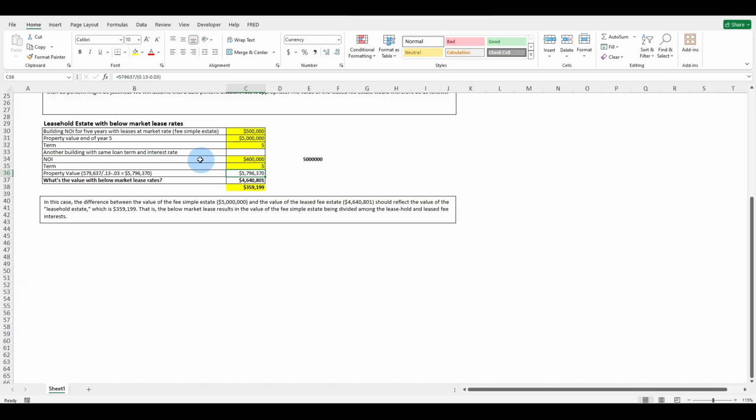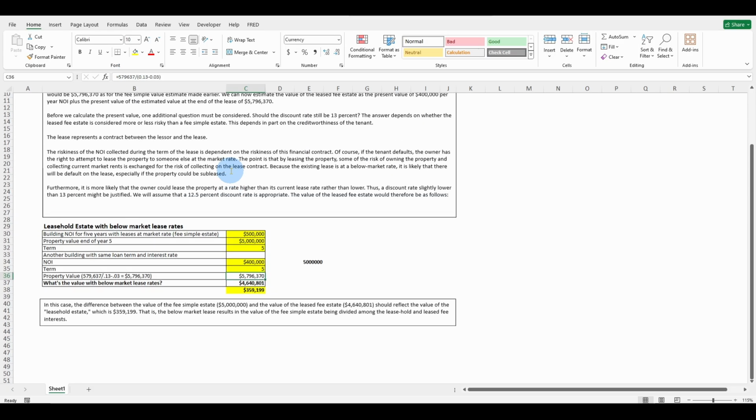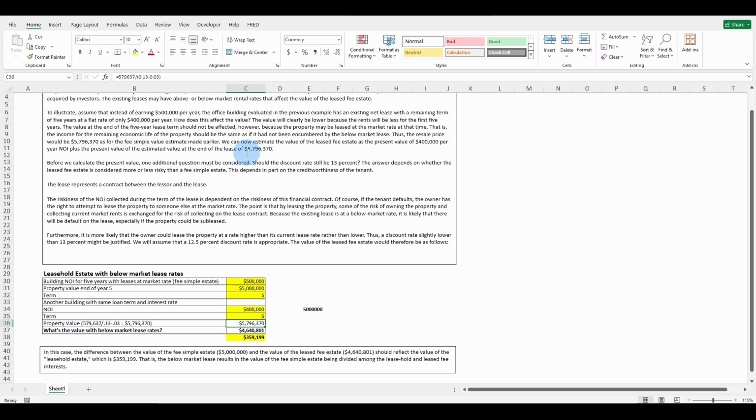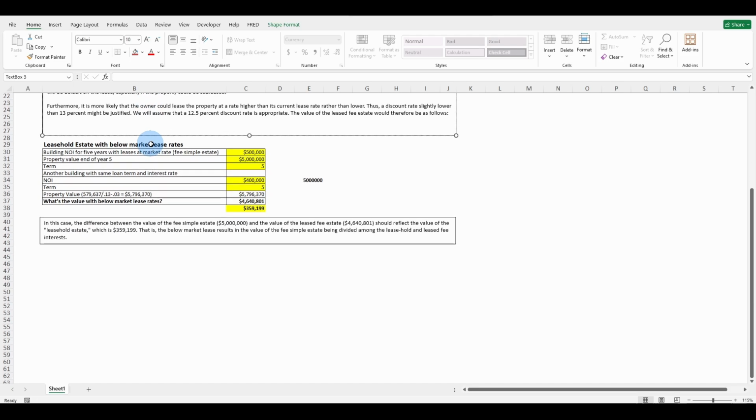All they're doing is 579,367. I don't know where this number came from. This was some number out of left field right here. They just said the NOI plus the present value is, they said the resale price would be 579. In this particular example, I don't know how this was derived. They're saying there's a net operating income of 579,000, and all they did was divide it by 0.10.